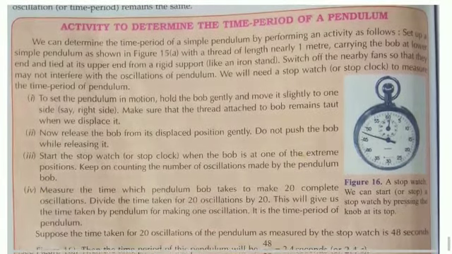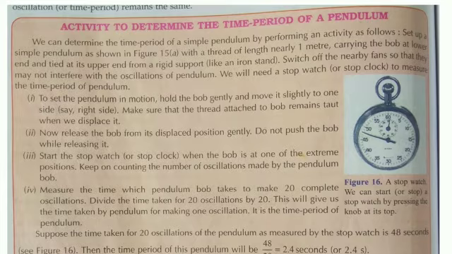Same activity to determine the time period of a pendulum. A stopwatch, you can see. We can determine the time period, same activity, just like the above one. We can determine the time period of a simple pendulum by performing an activity. Set up a simple pendulum with a thread of length nearly 1 meter, carrying a bob at the lower end. Tie the upper end to a rigid support like an iron stand.